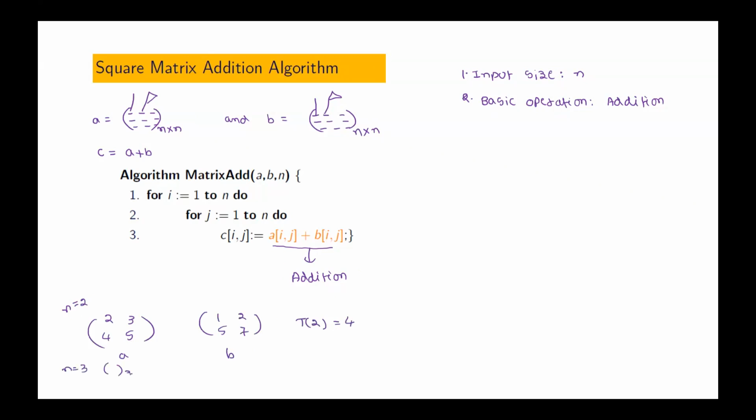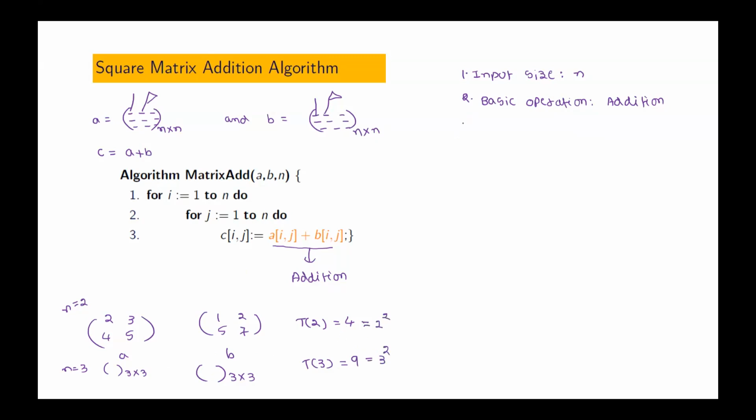that means A is a 3 by 3 matrix. B is a 3 by 3 matrix. How many additions are performed? 9. So this 4 can be written as 2 square. This can be written as 3 square. In general, if there are n elements, how many times is this operation performed? N square times.